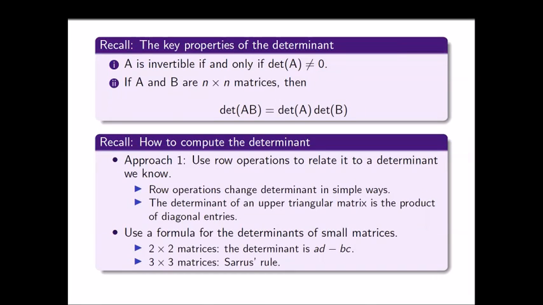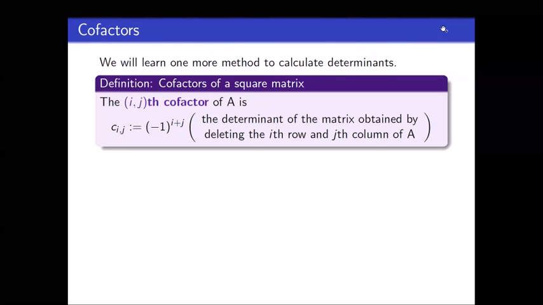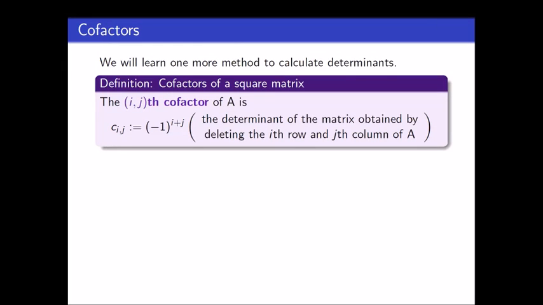So far, we have learned about determinants and some of their basic properties. We've also learned an approach where we use row operations to calculate the determinant of a given matrix. And for small matrices, we had formulas to do so. For a 2 by 2 matrix, we know that the determinant is just AD minus BC. And for a 3 by 3 matrix, we can simply use Sarrus' rule and it makes the process a lot easier. So we're going to learn one more method to calculate determinants, and we're going to use something called cofactors.